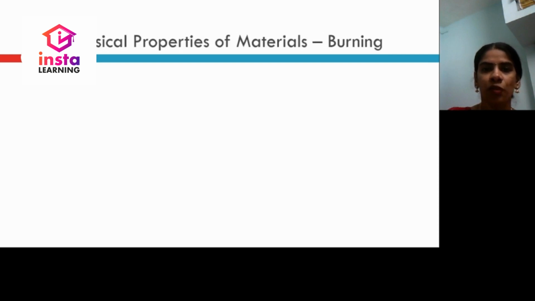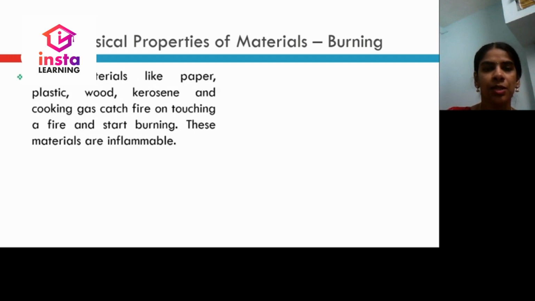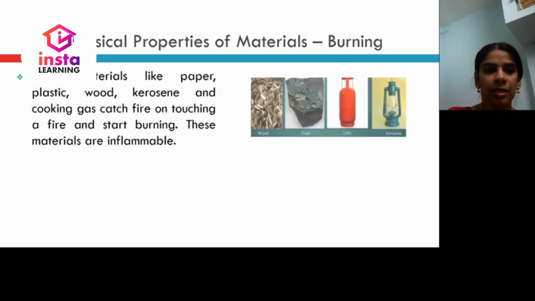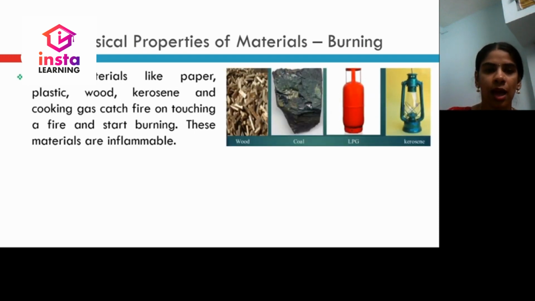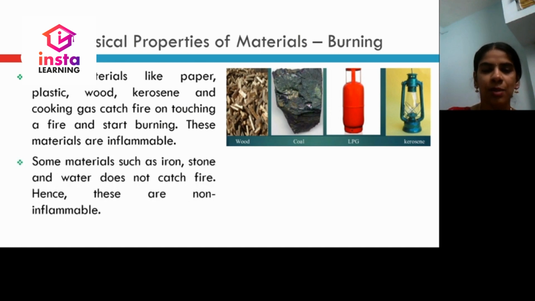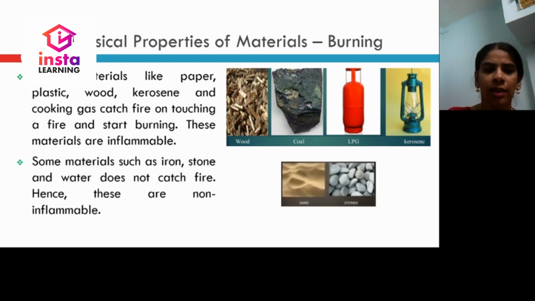Physical properties of materials, burning. Some materials like paper, plastic, wood, kerosene and cooking gas catch fire on touching a fire and begin to burn. These materials are known as inflammable substances. Some materials such as iron, stone and water do not catch fire. These are non-inflammable substances.